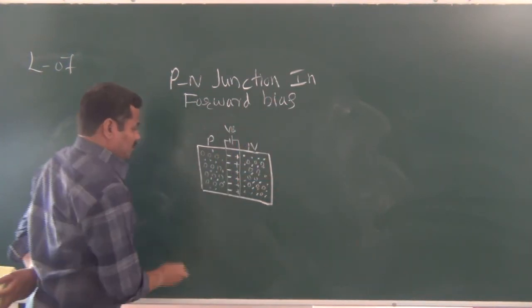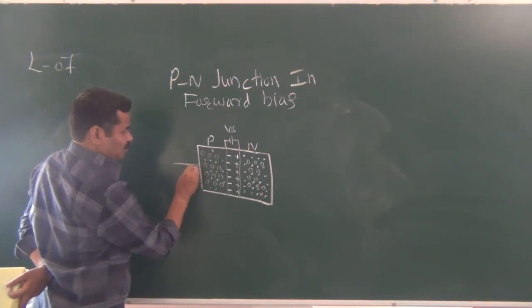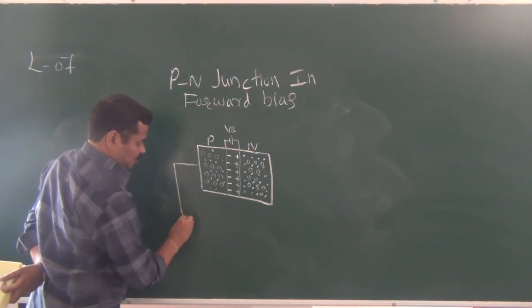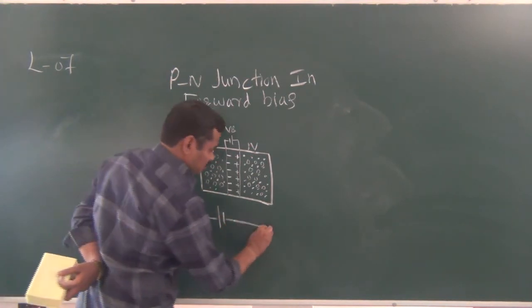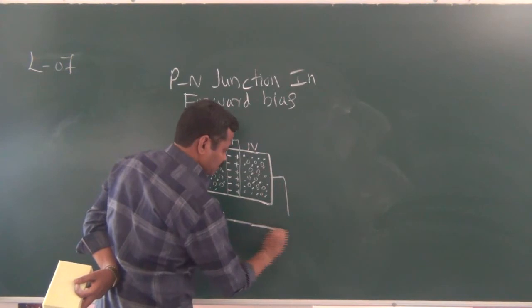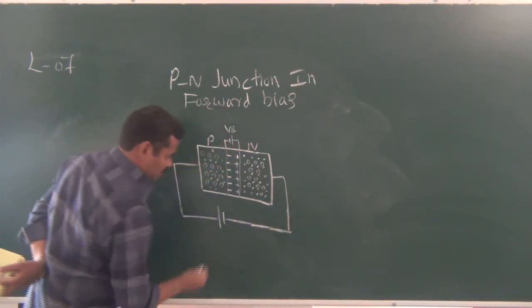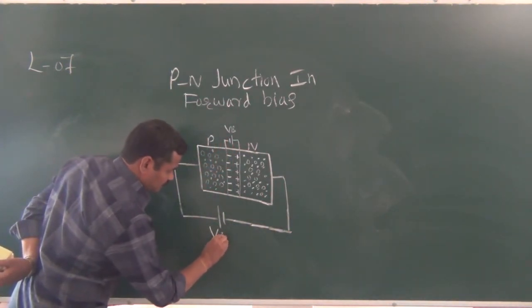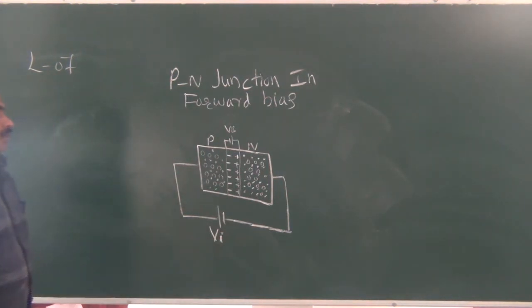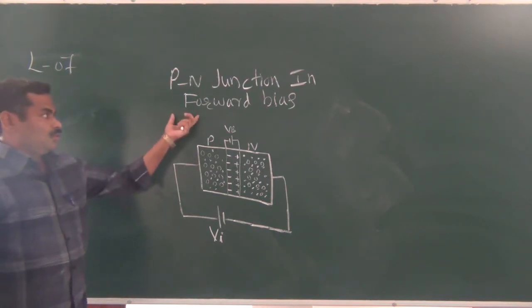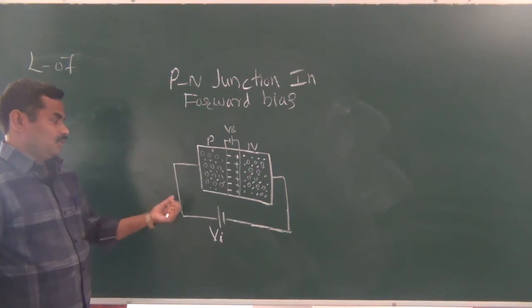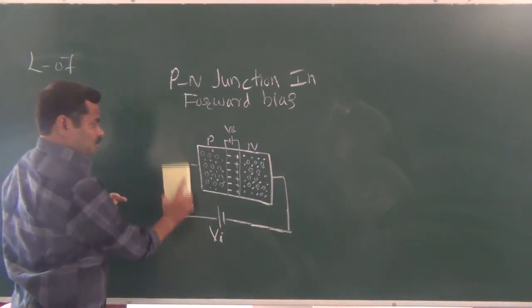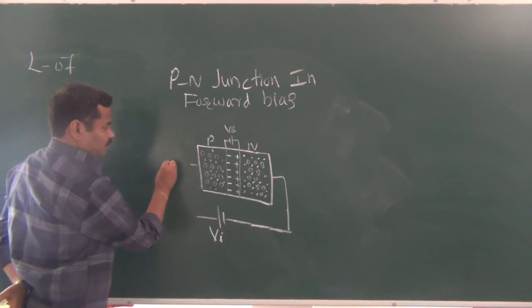And now, if you apply the external voltage to the diode, that is nothing but forward bias. Look here, this is the diagram of your forward bias. First you write what is forward bias. You write here what is the forward bias.